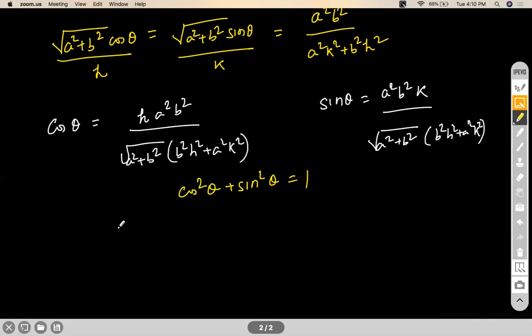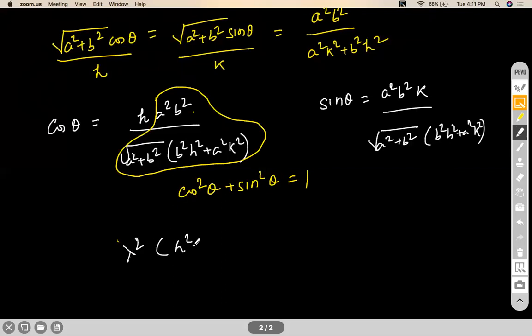And correct me if I'm wrong, you should be seeing a to the power 4, b to the power 4, and in fact, this thing you can call it as a lambda. So let me write it like this. So you will have lambda s square plus k square is equal to 1. Okay. So lambda square will be a to the power 4, b to the power 4.